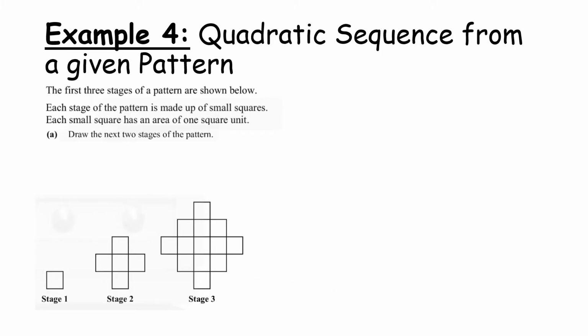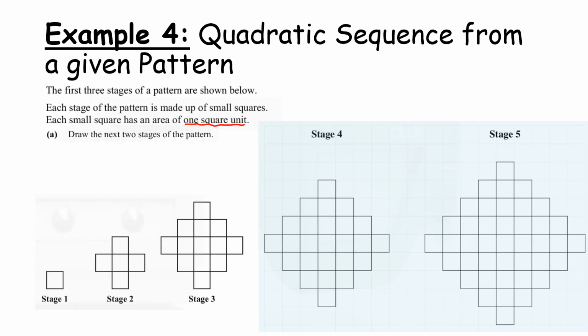So now let's look at getting a quadratic sequence from a given pattern. The first 3 stages of a pattern are shown below. Each stage of the pattern is made up of small squares, and each small square has an area of 1 square unit. Now that's very important. We're going to be using that as the question progresses. It then asks, draw the next 2 stages of the pattern. So this is what they look like.